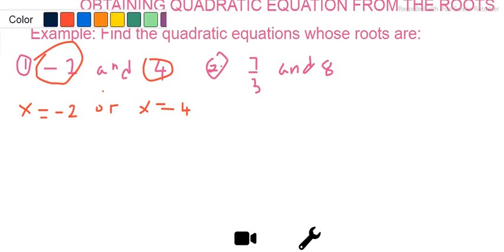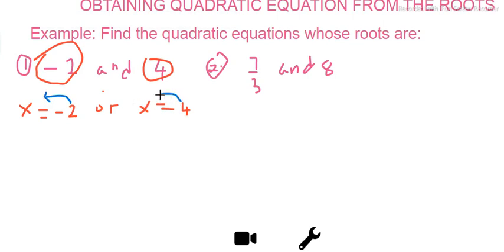So how do we do that? We just go back in a backward way. So we move this one here and we move this one here. You can use any letter, so here I'm using x. If I move -2 here, I will have x plus 2 equals to, nothing is here again, 0. Or if I move 4 here, I will have x minus 4. When you move that plus 4, it will give you x minus 4 equals to 0.